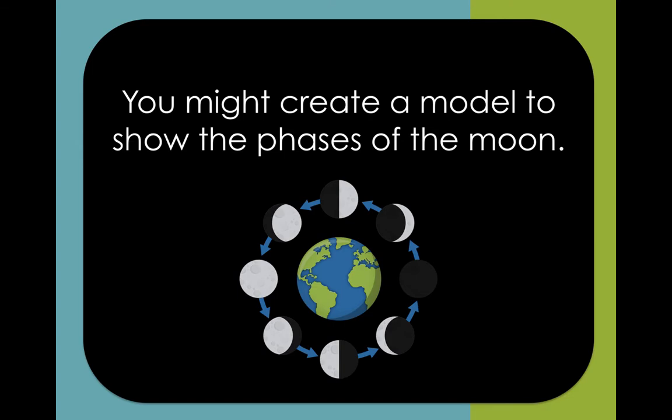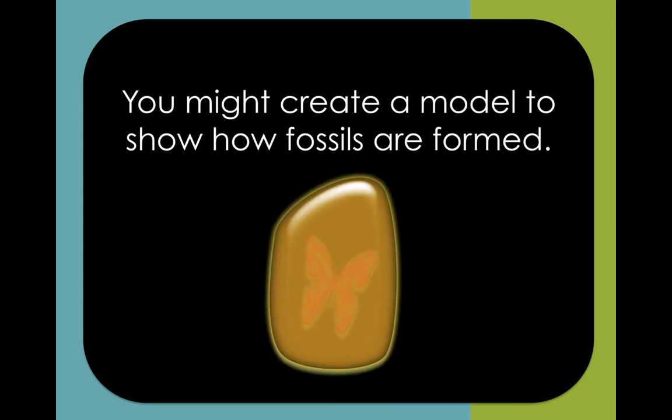You might create a model to show the phases of the moon. In this picture, you see the Earth and you see all of the moon around the Earth. Now, is this actually what you would go out and see? Does the Earth have this many moons? No, it doesn't. But this is a model that will show you what the phases of the moon are in relation to the Earth. You might create a model to show how fossils are formed. If you look very closely into this picture, you're going to see a fossil of a certain insect. Can you see the insect? It's a butterfly.